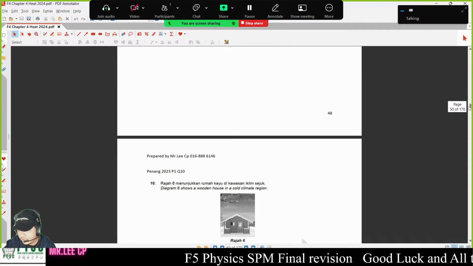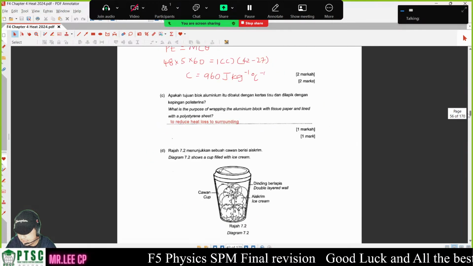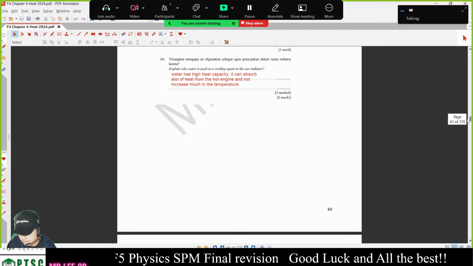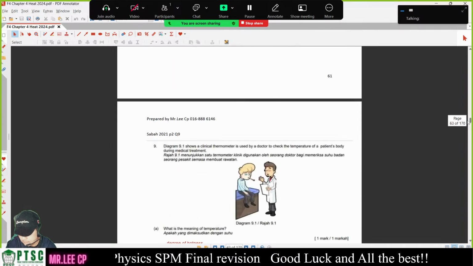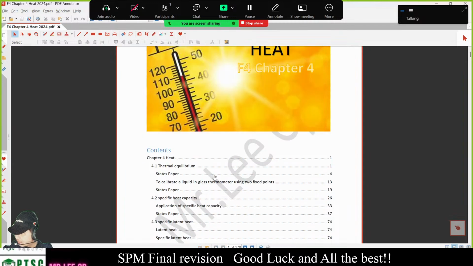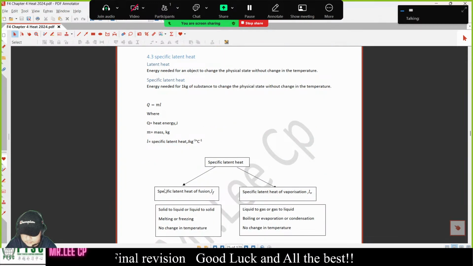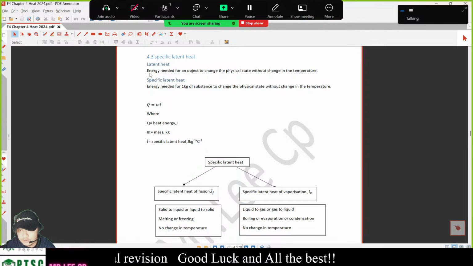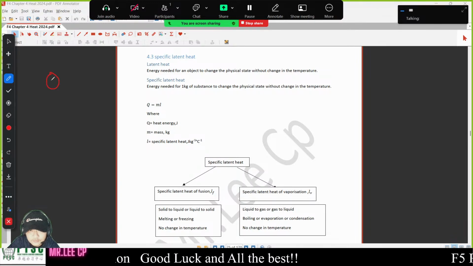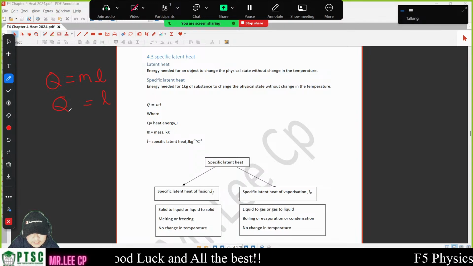Okay, so we go next. Next is latent heat. Latent heat, 4.3. Latent heat Q is equal to mL. Q is equal to mL. L is equal to latent heat, Q over m.